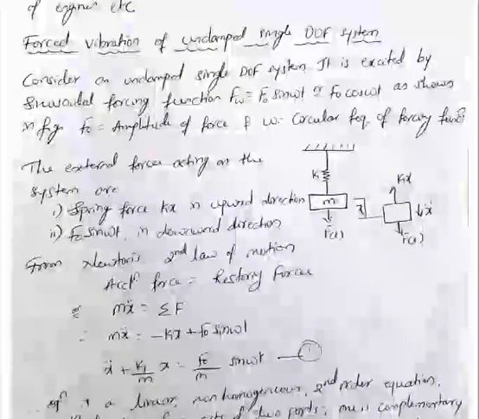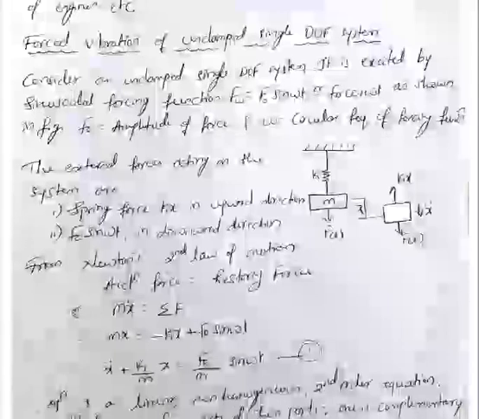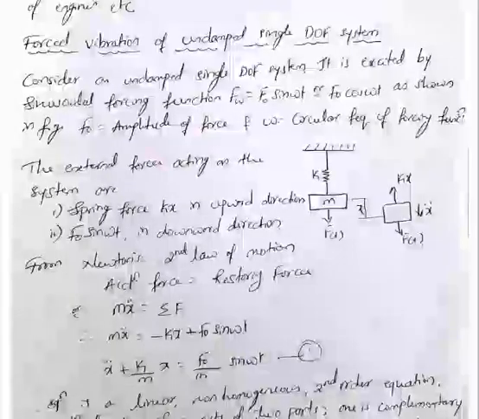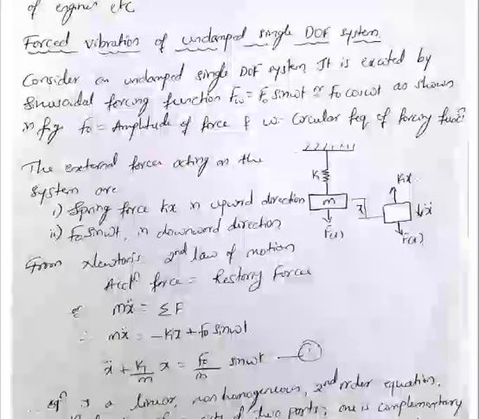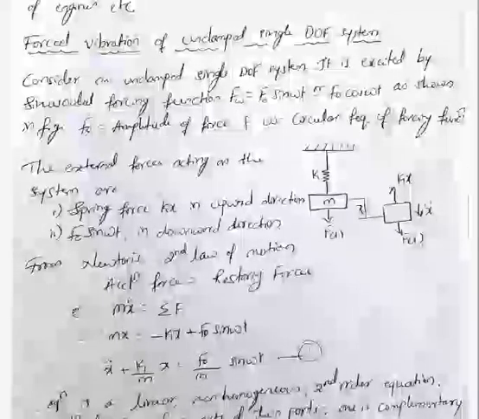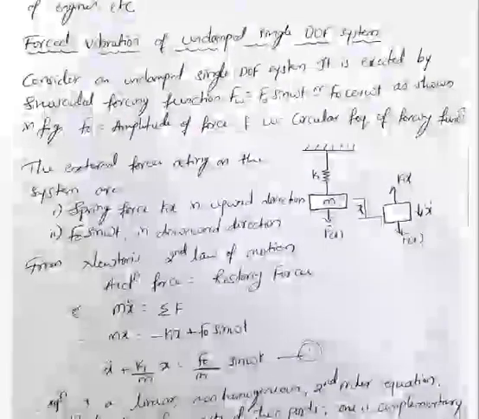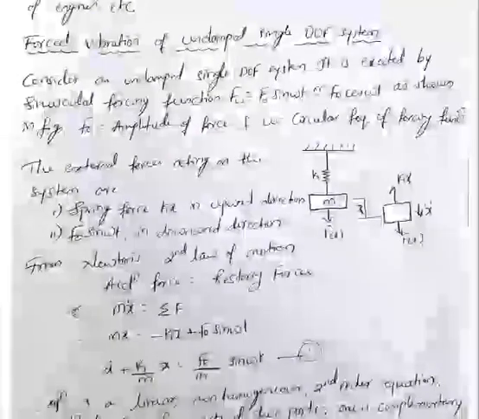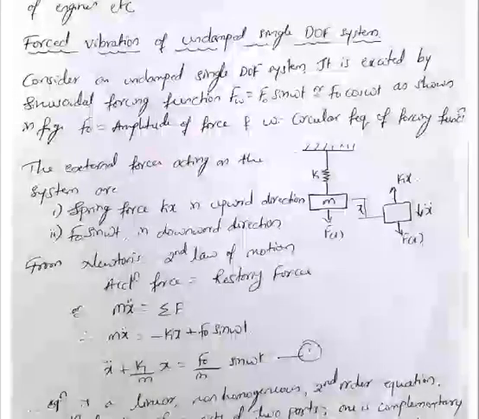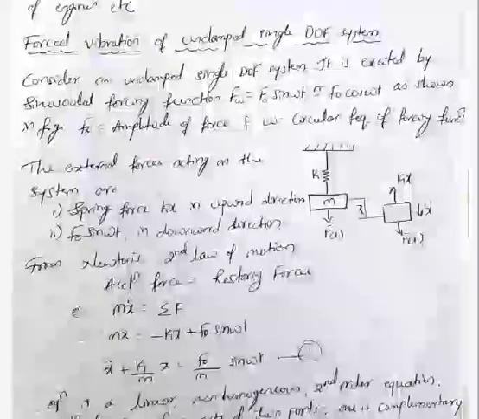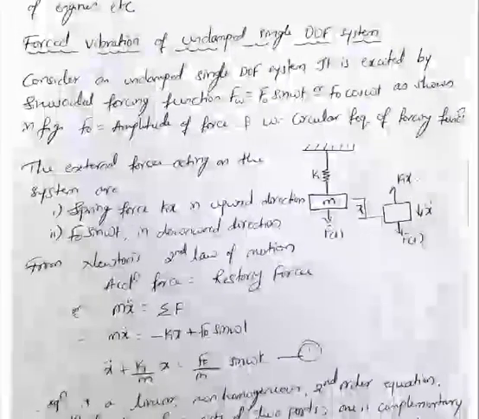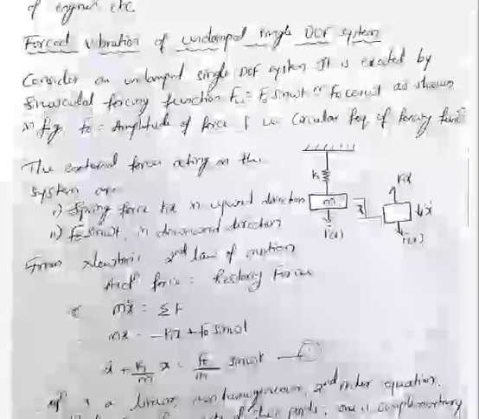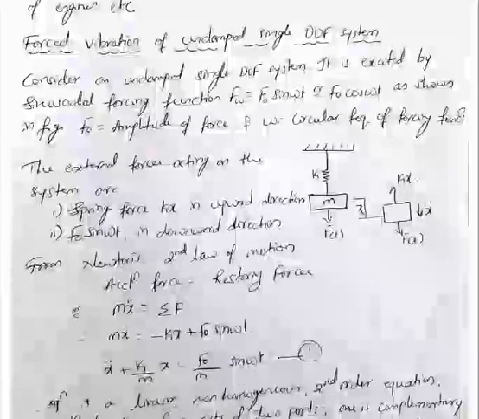and omega is the circular frequency of the forcing function. Now the external forces acting on the system you can see from this free body diagram. The first one is the spring force, that is kx, which is acting in the upward direction because the displacement is occurring in the downward direction. The second one is F naught sine omega t, which is the applied force. It is acting in the downward direction.